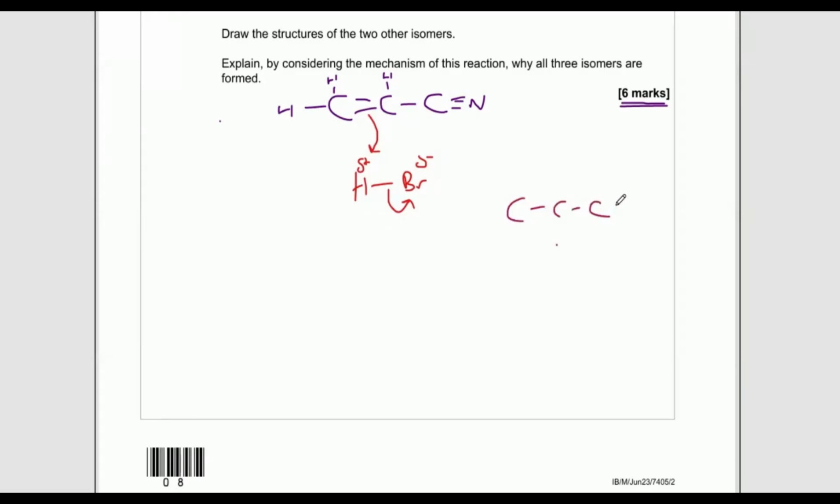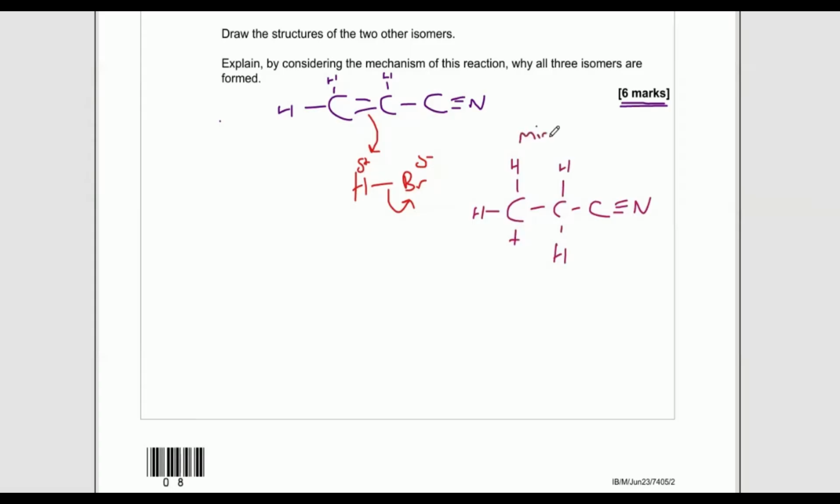It's basically like a group 1 element. And so a pair of electrons will go to the bromine, leaving us with a bromide ion, but we'll come on to that later. So what I'm going to do now is go through the 2 different possible products that can form. This is a 6 marker, so we need to explain it all.